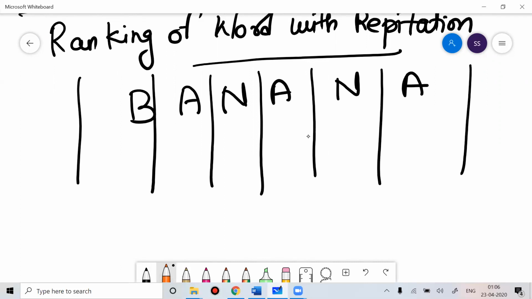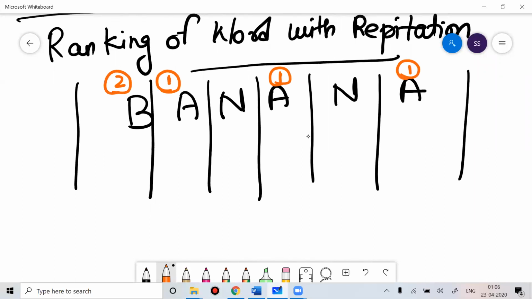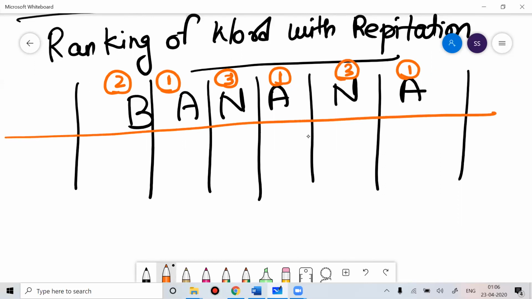Now what you can do, you can assign numbers alphabetically. A comes first, A comes first, A comes first, then B will come, and then N will come. Now see the right hand side of B. The B is having a number called 2. So how many numbers are less than 2? There are 3 numbers which are less than 2.